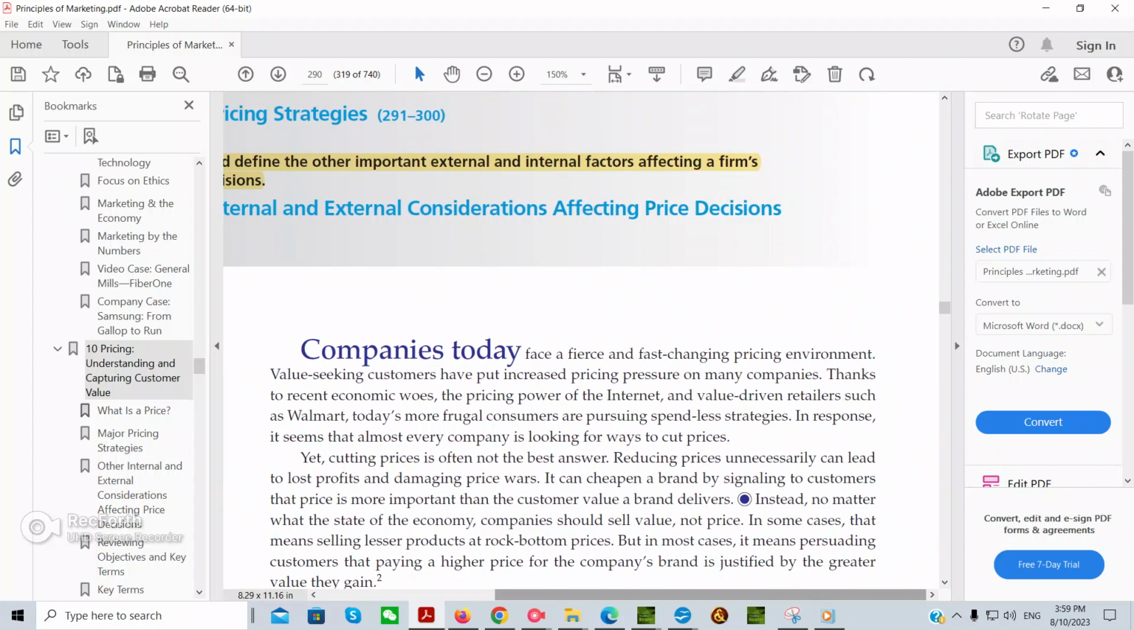Start from the beginning. It says companies today face a fierce and fast changing pricing environment. Value seeking customers have increased pricing pressure on many companies, thanks to recent economic woes, the pricing power of the internet and value driven retailers such as Walmart. Today's more frugal consumers are pursuing spend less strategies. In response, it seems that almost every company is looking for ways to cut prices. Yet cutting prices is often not the best answer. Reducing prices unnecessarily can lead to lost profits and damaging price wars.